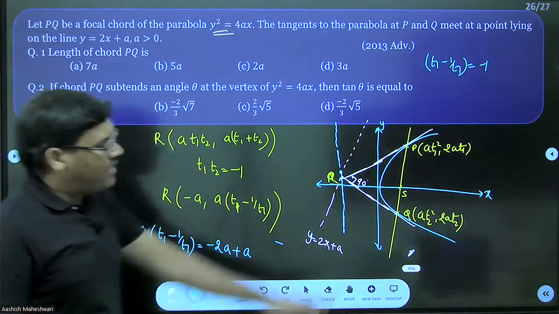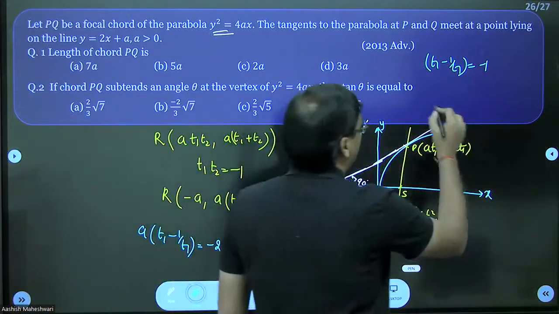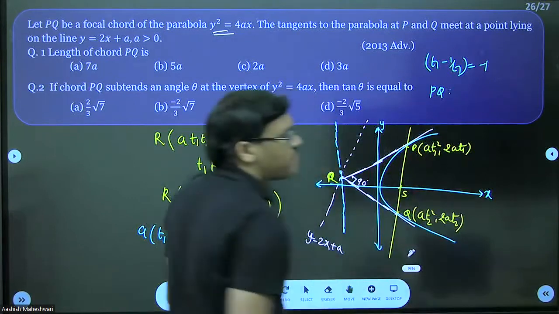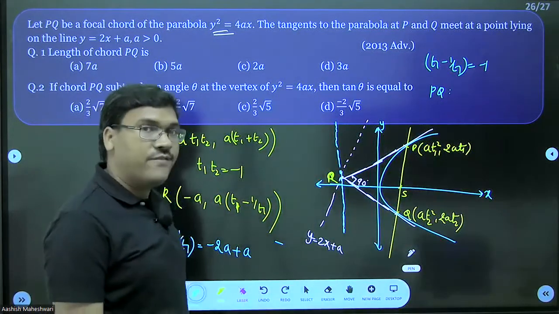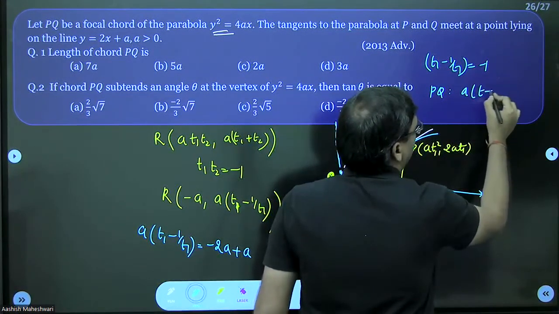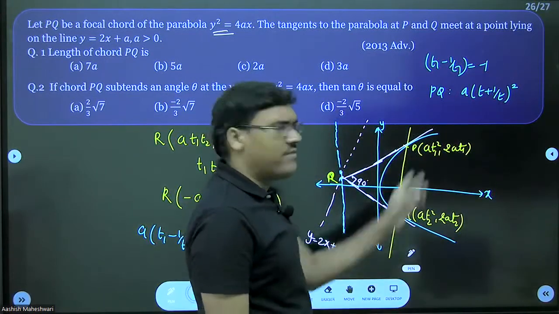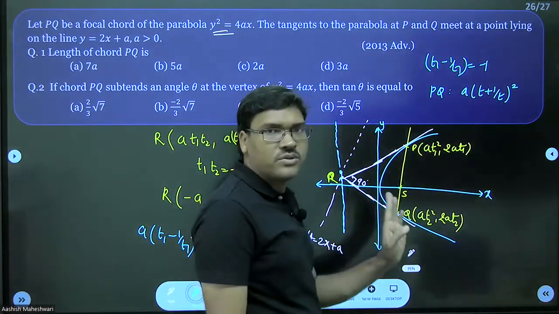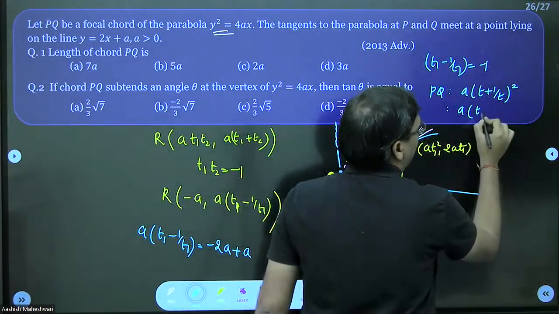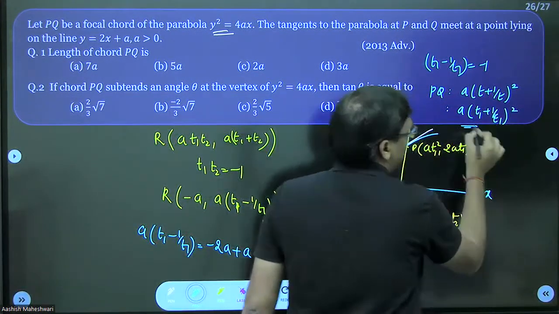What do we have to find? We have to find the length of PQ. Sorry, not the equation of PQ. PQ is a focal chord, and we know the length of a focal chord. This is a (t plus 1 by t) whole square. What is t? t is the parameter of any one end. So this is a (T1 plus 1 by T1) whole square. This is the length of focal chord.